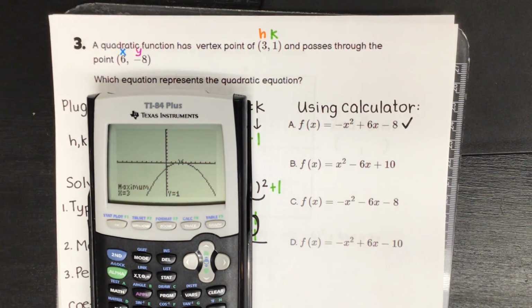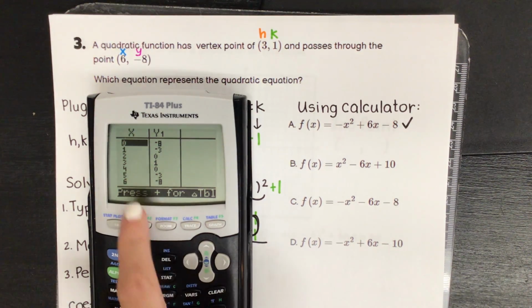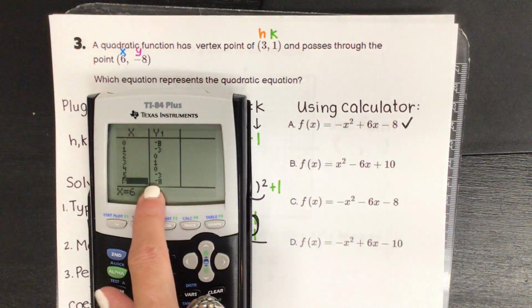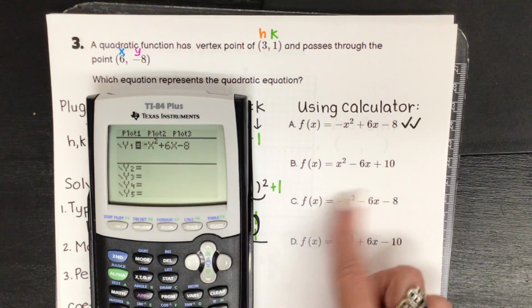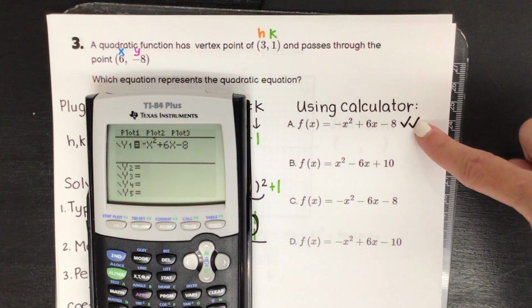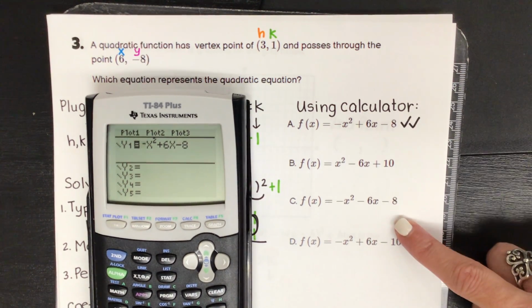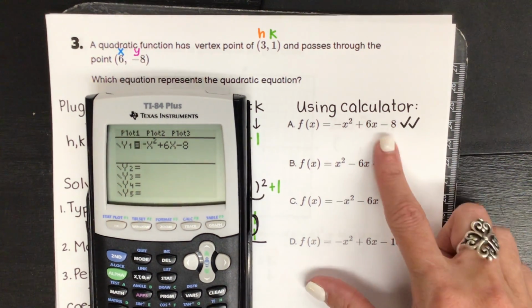Now, I also need to make sure it has point number 2, because our parabola also has to pass through this ordered pair. If you're checking for ordered pairs, it is much easier to go to your table and check than it is to look on the coordinate plane, because your eyes sometimes can be deceived. So I want to make sure it has 6, negative 8, and it does, so I'm going to put a double check. Now I'm going to go back to y equals, and we're going to do this same process for all 4 answers, because even though I got the vertex and point number 2, I want to make sure that these other answer choices are completely wrong, and that I'm okay eliminating them and did not make a mistake here.